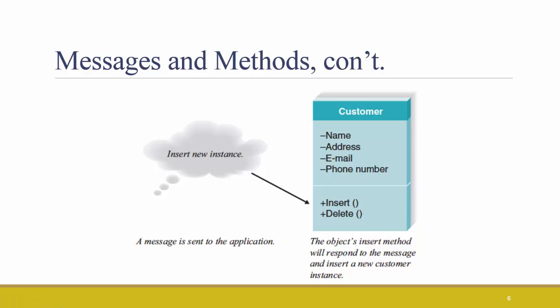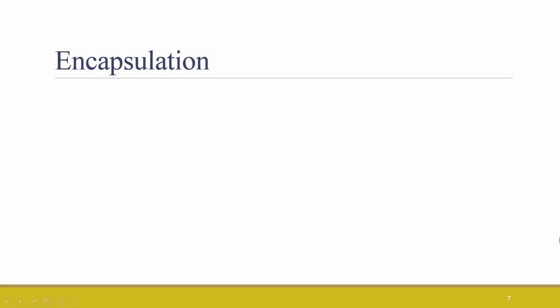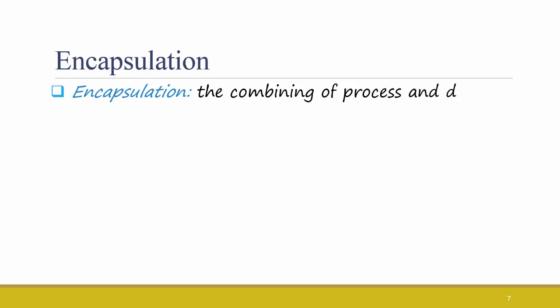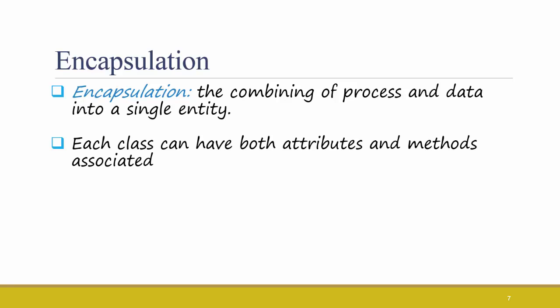Again, you can see the difference between these objects and the entities we use in ER diagrams, because in addition to the data attributes, we're also talking about processes at the same time we talk about data. This idea is called encapsulation, the combining of process and data into a single entity. Each class can have both attributes and methods associated with it. Encapsulation is one of three important characteristics associated with the object-oriented approach.